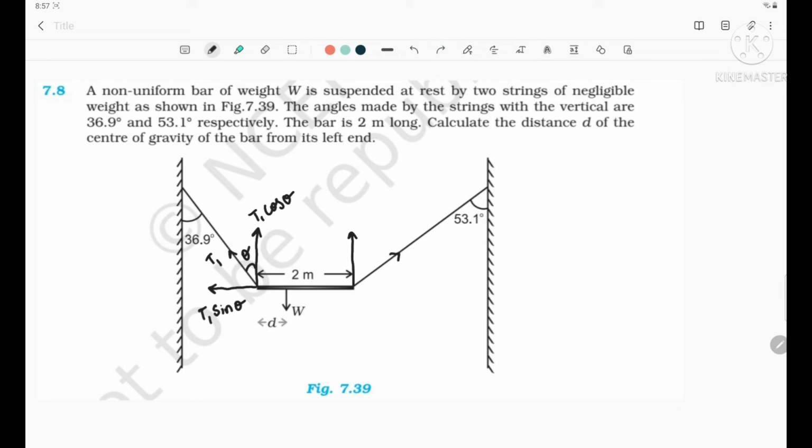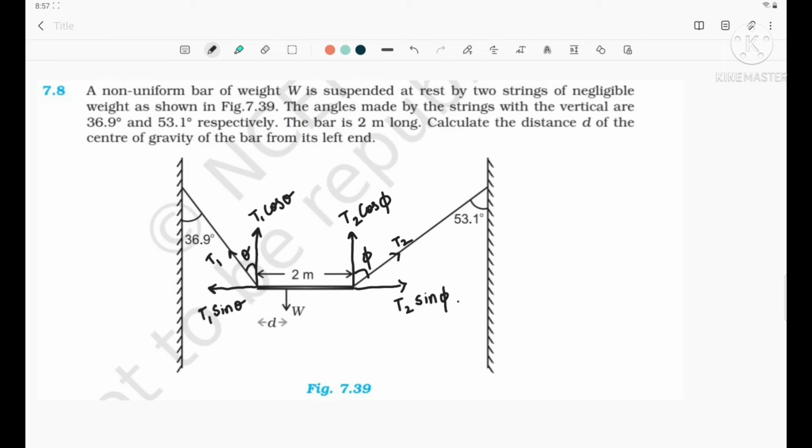Okay, so where is T2? T2 is along this line, and the angle made by that and the vertical will be 53.1, which will be represented as phi. So that component will be T2 cos phi, and the horizontal component here will be equal to T2 sin phi, right? After this, we will see what equilibriums are present here. So this object is in rotational equilibrium as well as translational equilibrium.